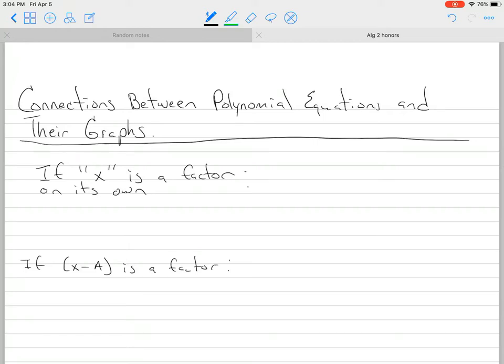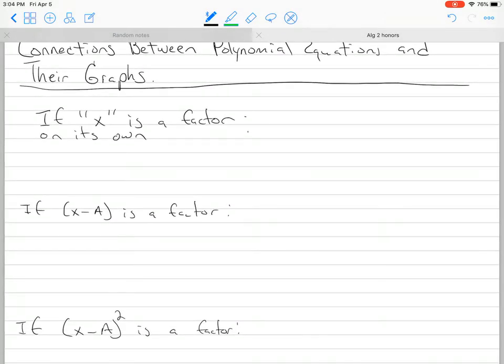Connections between polynomial equations and their graphs. This is like a recap of the stuff that you were supposed to get in class today. I know we're in a lot of different places, so this should help solidify. Don't forget to update your purple sheets with this information as well. We'll be checking it out in your notebooks.